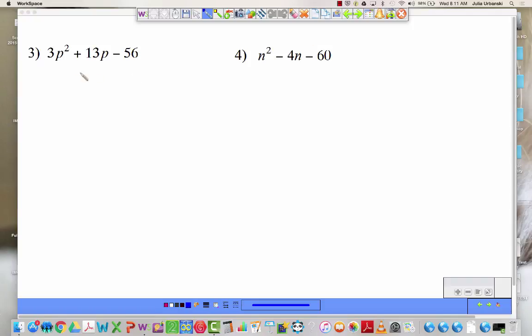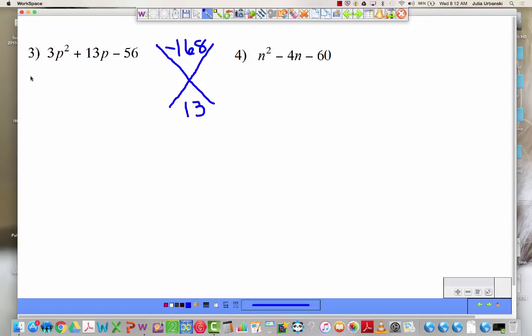Number 3. First of all, make sure there's no GCFs like we had problems with last time, and I don't see any GCFs. All right, so this one I'm going to show you what to do when the numbers get kind of bigger. Take your calculators. Negative 56 times 3. 168. They have to add up to be 13.